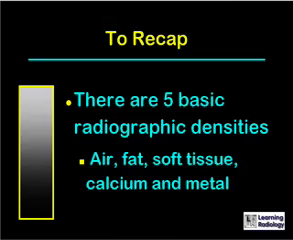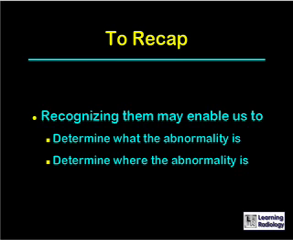To recap, they are air, fat, soft tissue, calcium, and metal. And by knowing them, we can recognize what an abnormality is frequently and determine where the abnormality is.